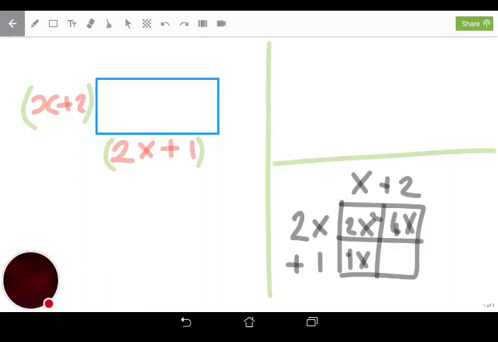So the next thing that we've got here is 1 times 2. So 1 times 2 is 2.